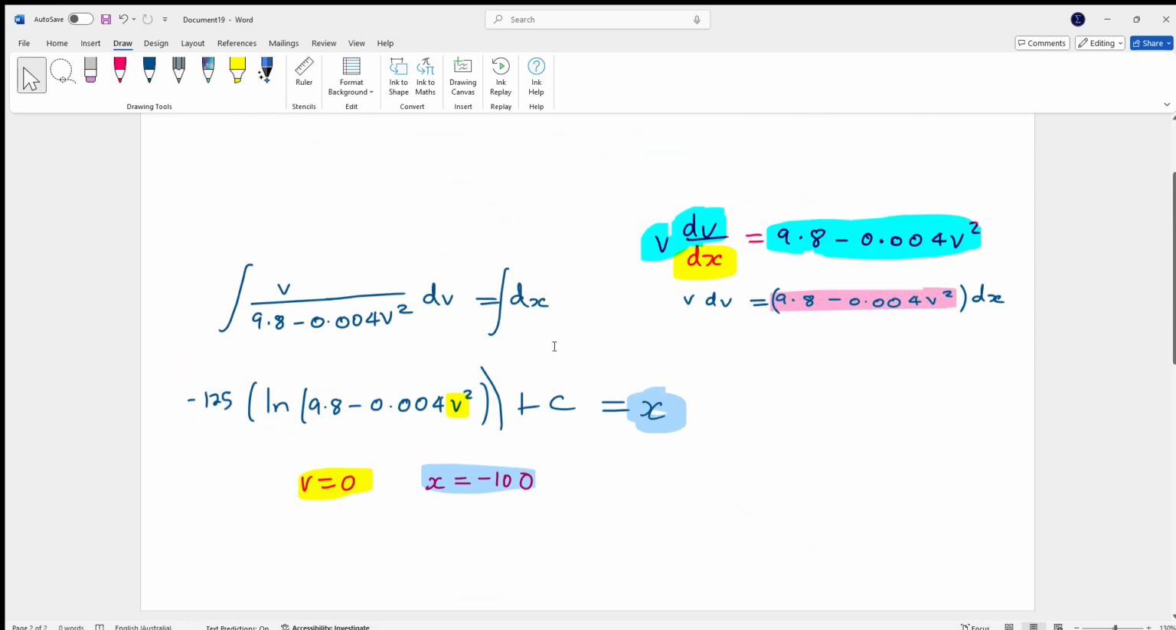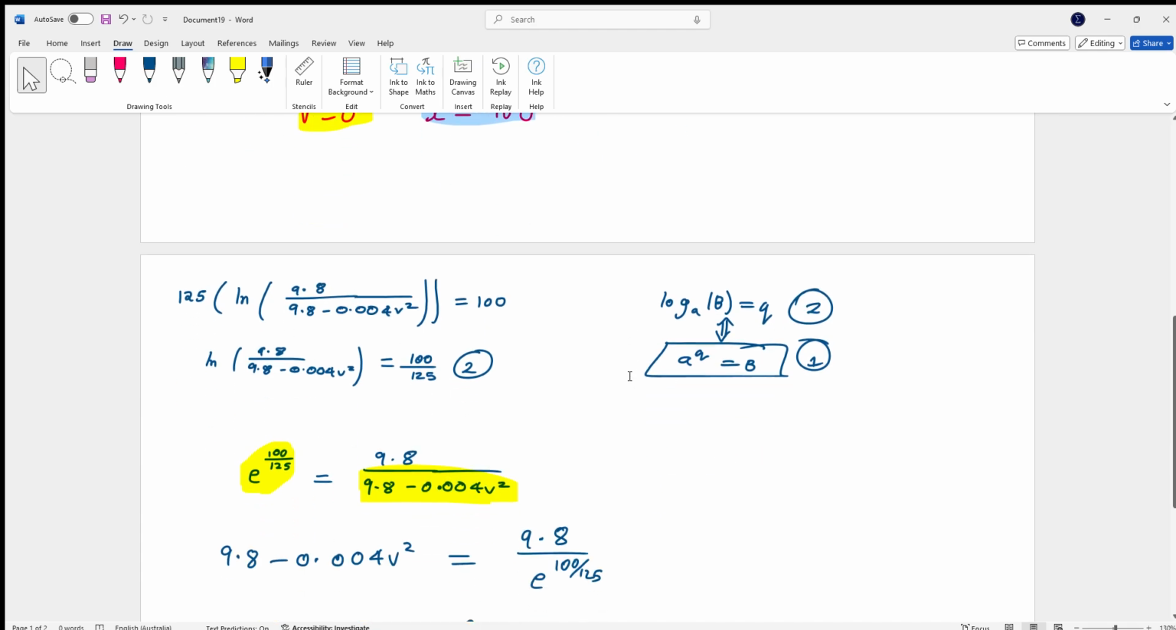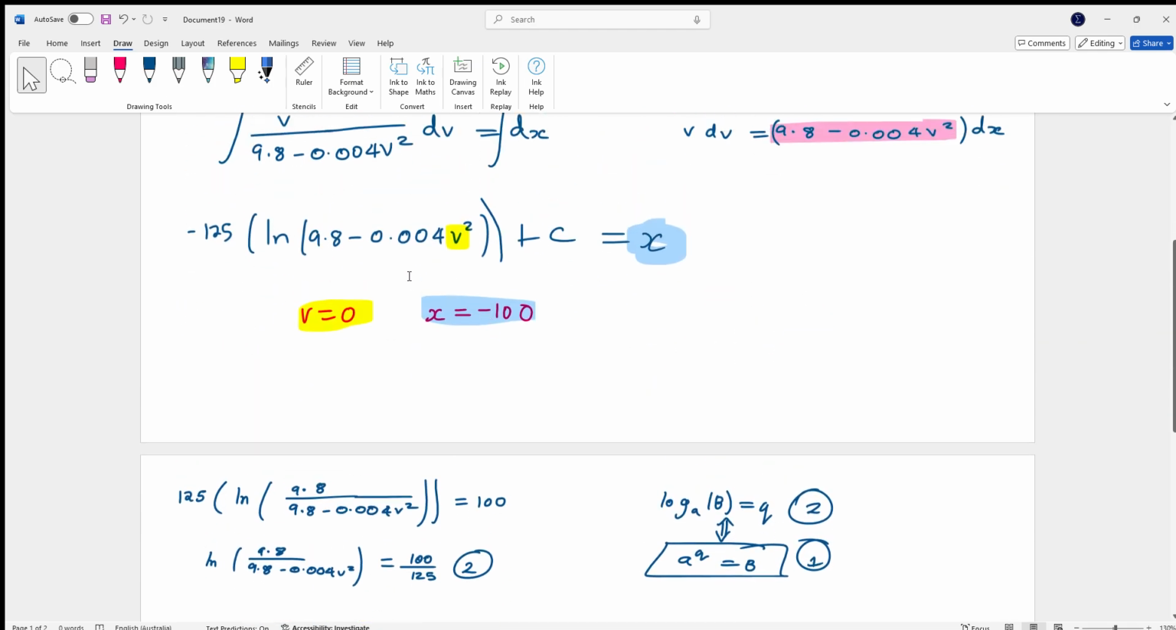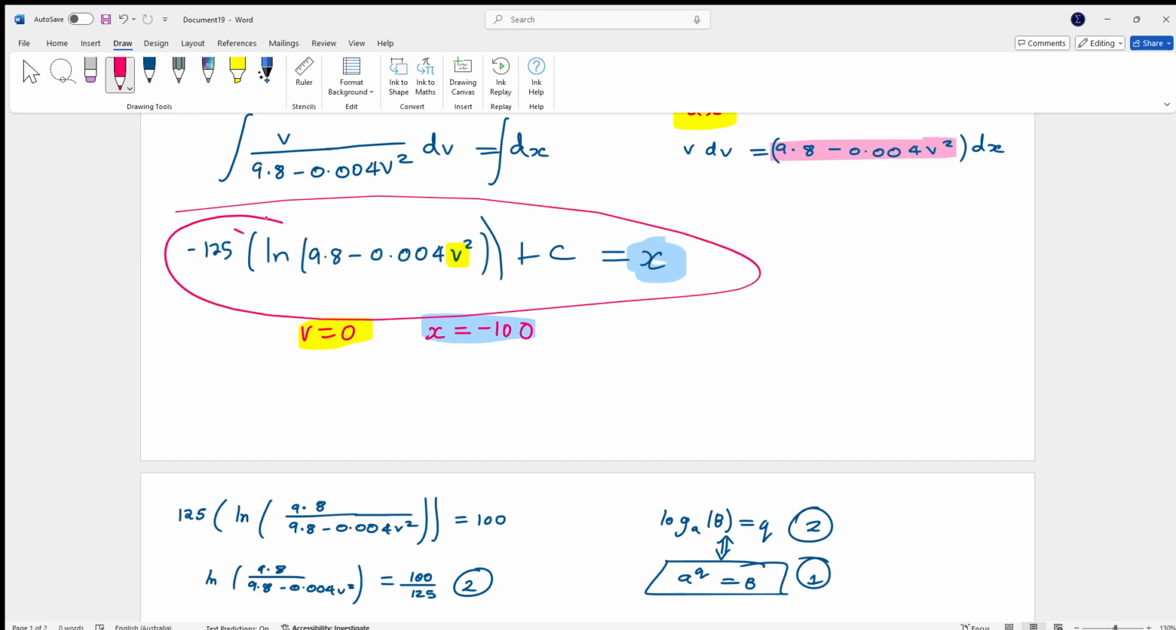So, is this a hard question? Absolutely. What would have been easier is, when you got to this bit up here where you chuck in the information, so you have v of 0, x equals negative 100, you do a solve n on this one here. So it would have also been valid to do solve n of negative 125 ln of all that stuff there, just to double check your working as well.